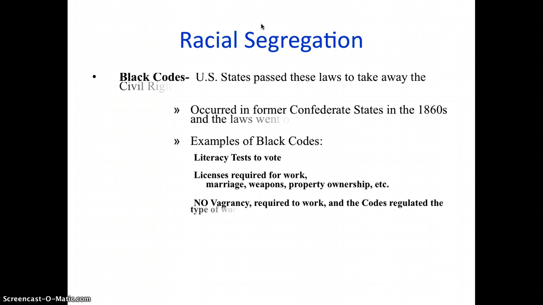Some examples of Black Codes are literacy tests to vote. Despite it saying that you can't discriminate, they now made it legal to where you had to pass a test to be able to vote. As well, you had to have a license to work, a license to be married, a license to have a weapon, to own property, etc.